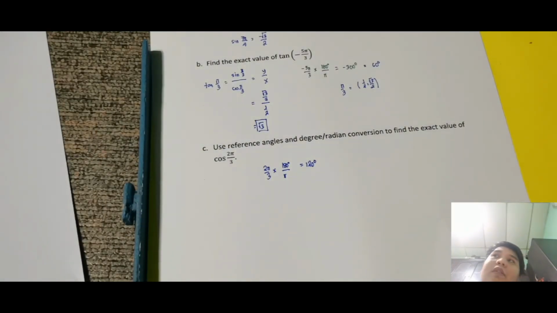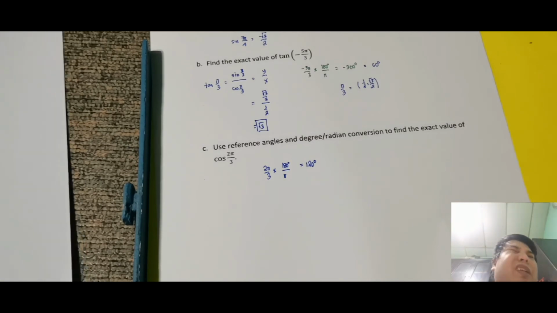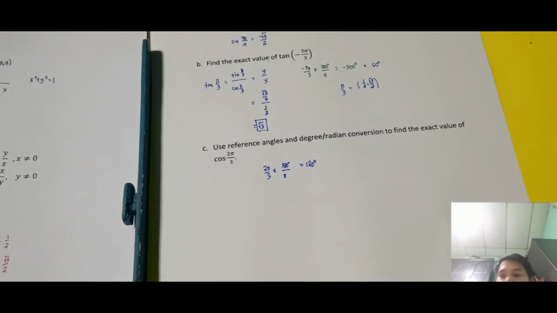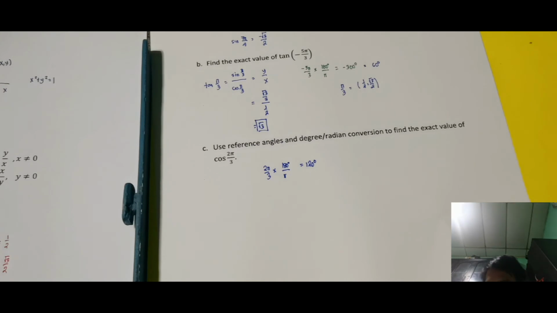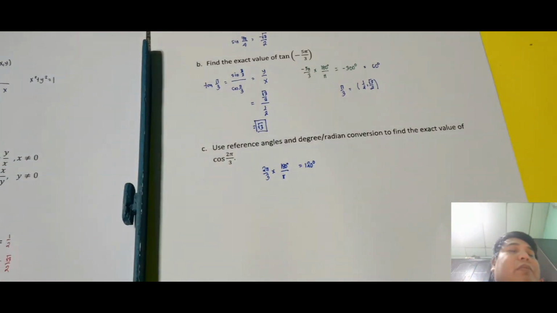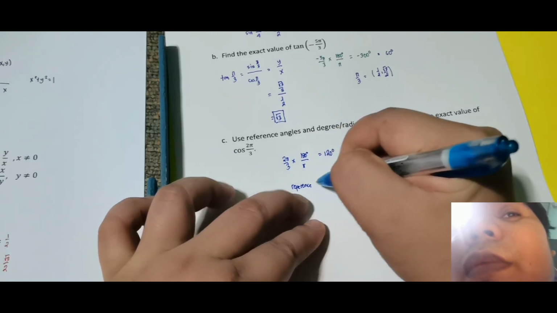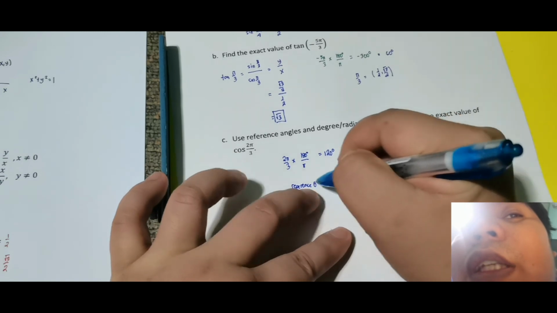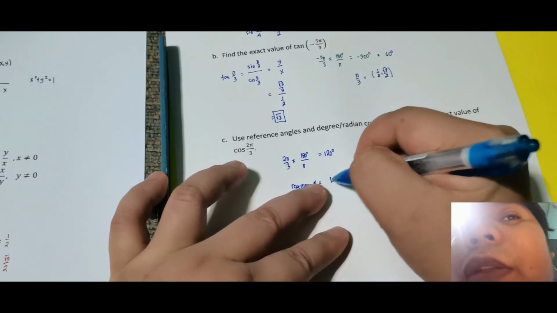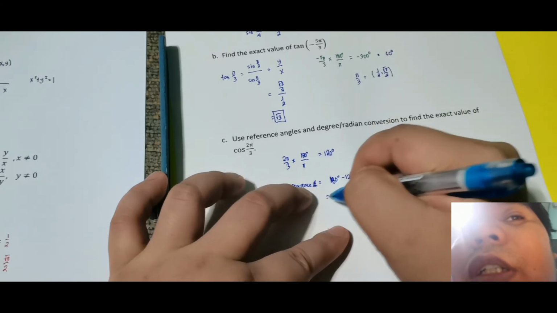60 degrees. Or is it angle minus 180? I forgot the reference angle formula. I'm not sure whether to subtract or add, and I can't recall. Let me check the value. Okay, it is 180 minus the angle, sorry. So the reference angle is equal to 180 minus 120 degrees, which is equal to 60 degrees.